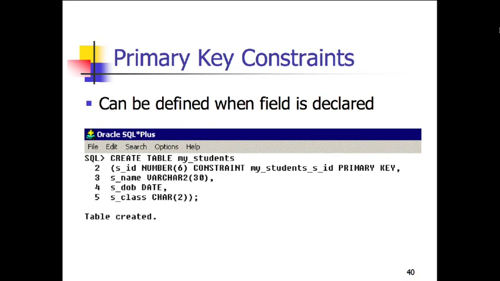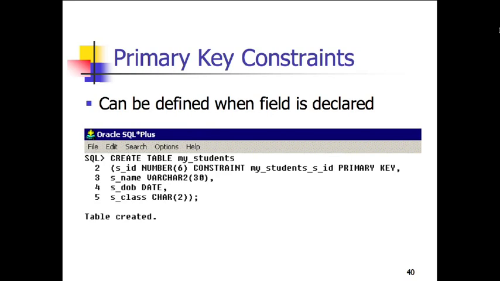All right, we're almost done, believe it or not. I keep promising that. All right, so primary key constraints can be defined when a field is declared. And here's a better example. And this is actually giving us not only an example of how to create a constraint, but also how to create the table in real SQL.